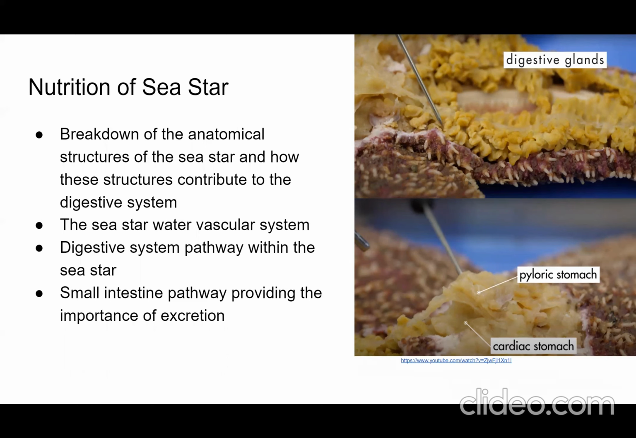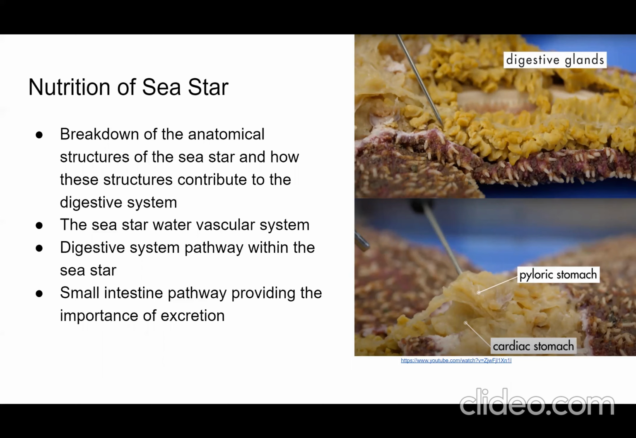From the pyloric stomach, the sea star passes the partially digested nutrients to glands called the pyloric ceca, which are considered digestive glands responsible for secreting enzymes to help absorb the vitamins and nutrients from the food. The sea star also has a small intestine that runs from the pyloric stomach to the anus, where any unabsorbed food or nutrients are excreted.